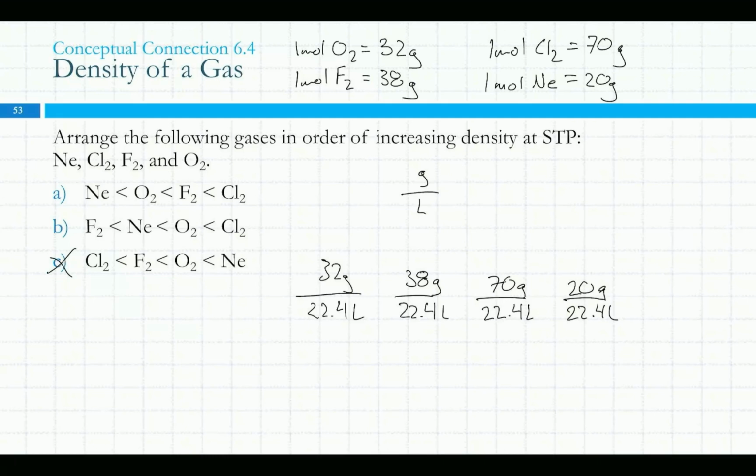And what's going to come after Cl2? Chlorine. Fluorine. Yeah, because fluorine is the 38 divided by 22.4. Chlorine's 32, or sorry, oxygen's 32. So fluorine's going to be the next, followed by oxygen, and then neon's last. I think there is an Alex question like this. Density of gases. Yeah. Okay.